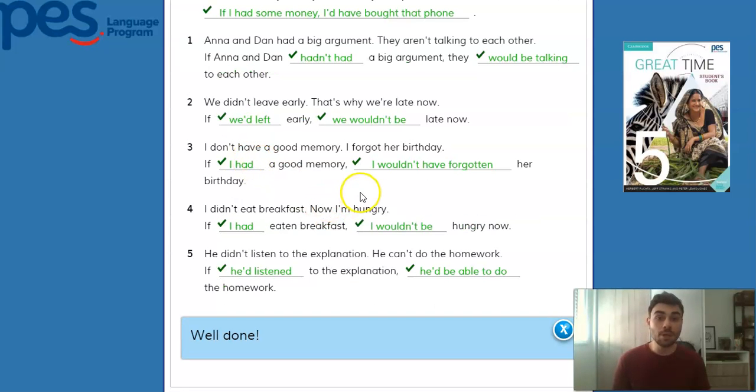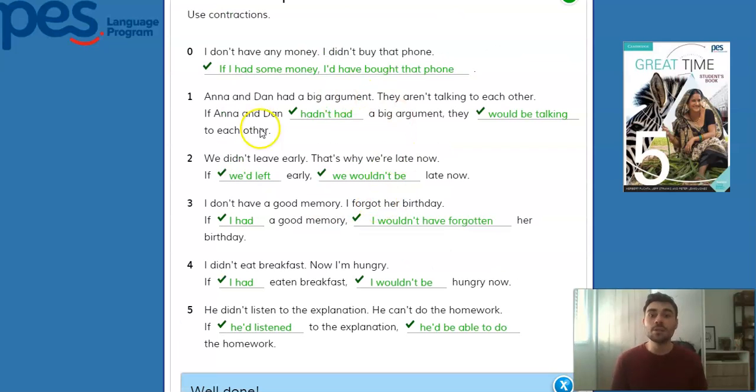So the problem was the contractions, right? But the answers were correct. Remember, guys, for example number 2, if you wrote in your book or notebook, if we had left, no problems at all. It's perfectly correct. Same thing, we would not be, no problems, correct as well. Just remember that when people are talking, usually it's much more natural to use contractions, right? Because it makes our speech faster, okay?